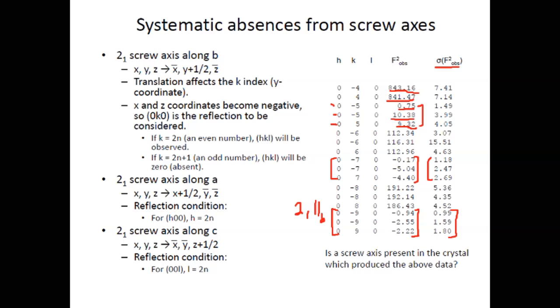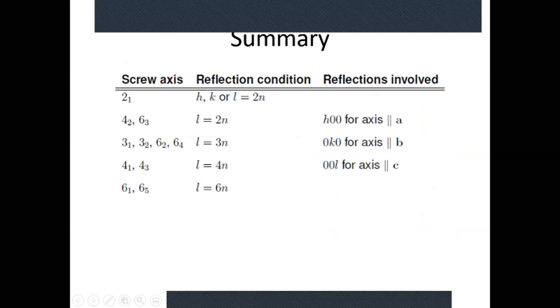And sometimes the computer does make mistakes, so that's why you need someone there sitting at the wheel to look over it. So in summary, this is for the screw axes. The same conditions would hold true for a 4-fold screw axis, a 3-fold screw axis, etc. And again, these are the reflection conditions.